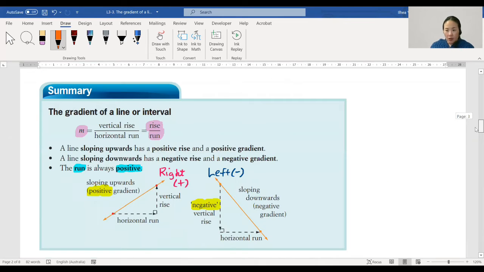So this is a summary of what I've been talking about. The gradient of a line or interval, it can be a line, but what we just saw was an interval. m equals rise over run. Rise is my vertical line, and the run is my horizontal line. When the line or interval is going up or going towards your right-hand side, it's called a positive gradient. But if it is going down or going towards your left, it means you have a negative gradient.